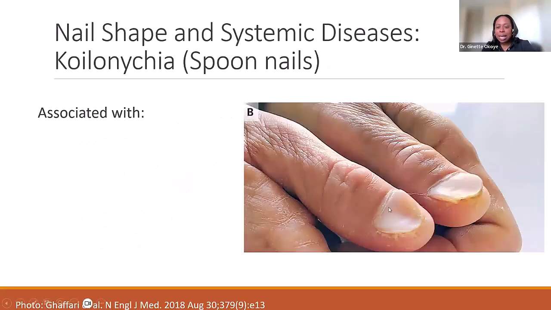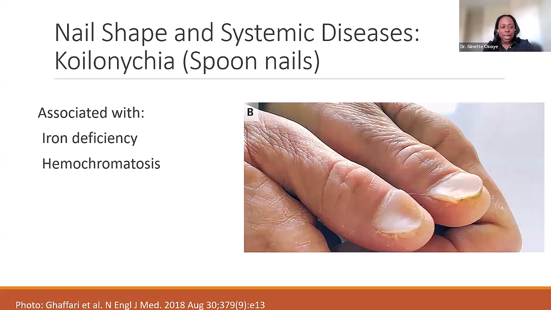So here's a nice example of spoon nails, also called koilonychia. And this is pretty reliably related to iron deficiency, as well as hemochromatosis. Either way, you do not want to ignore spoon nails. And sometimes it's only on the thumbs. It doesn't always happen on every single finger.